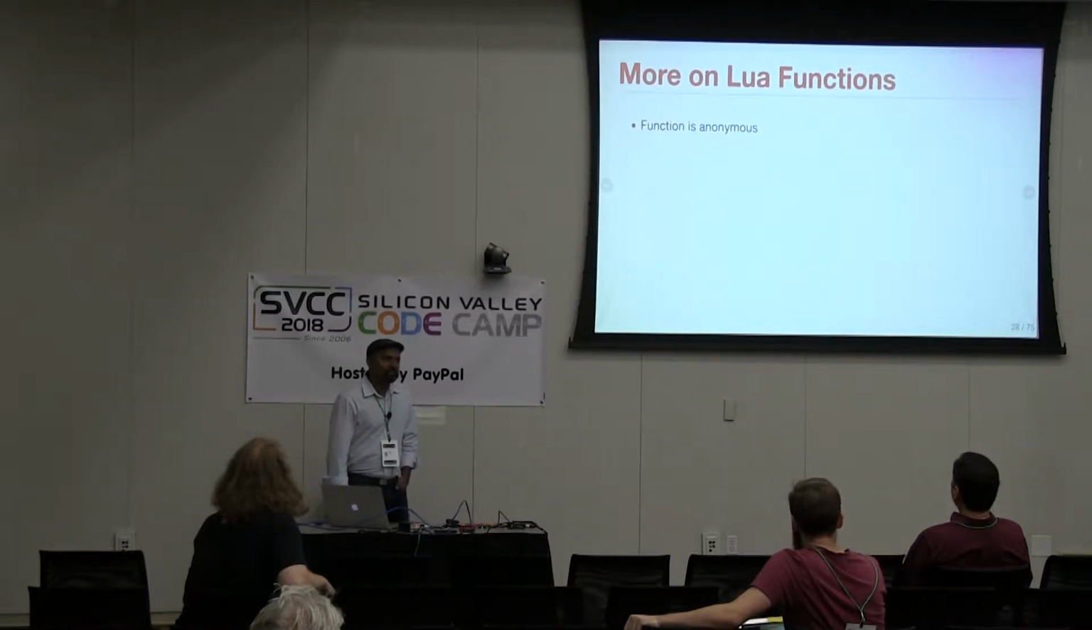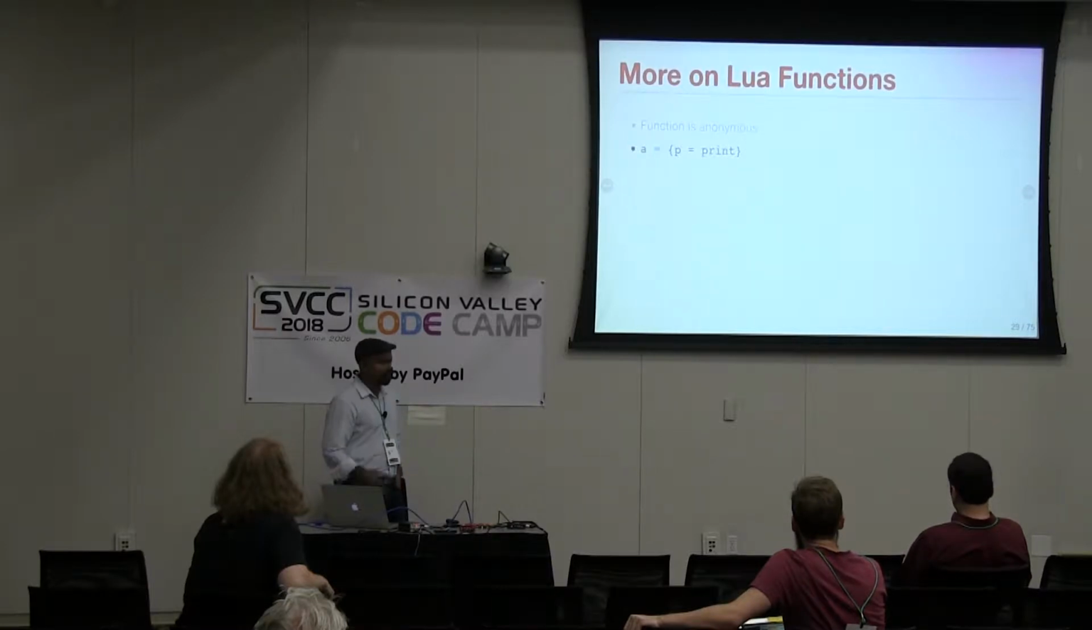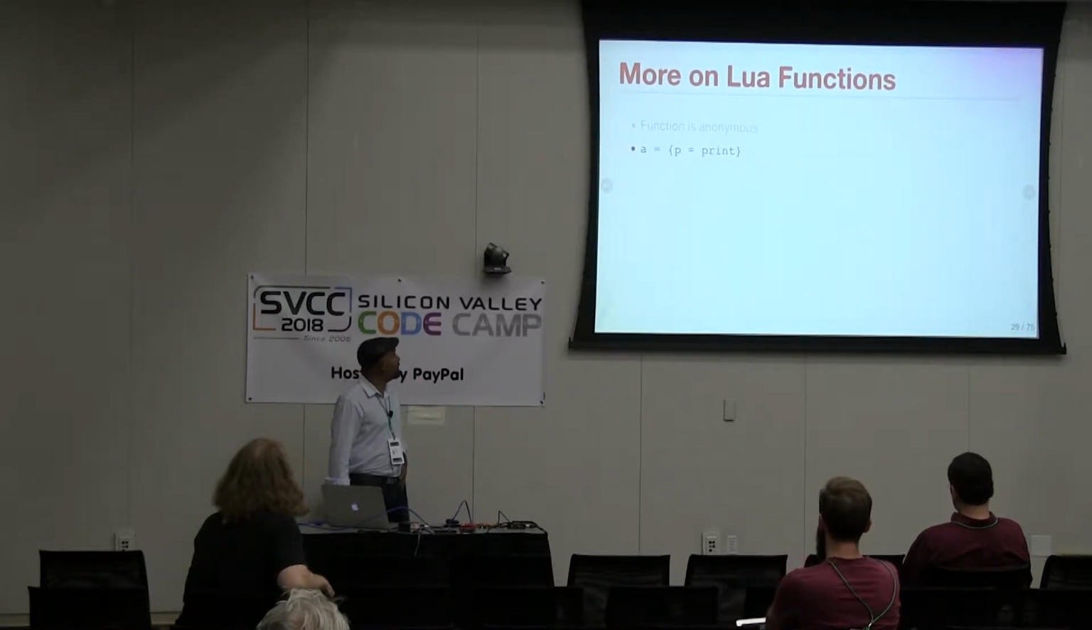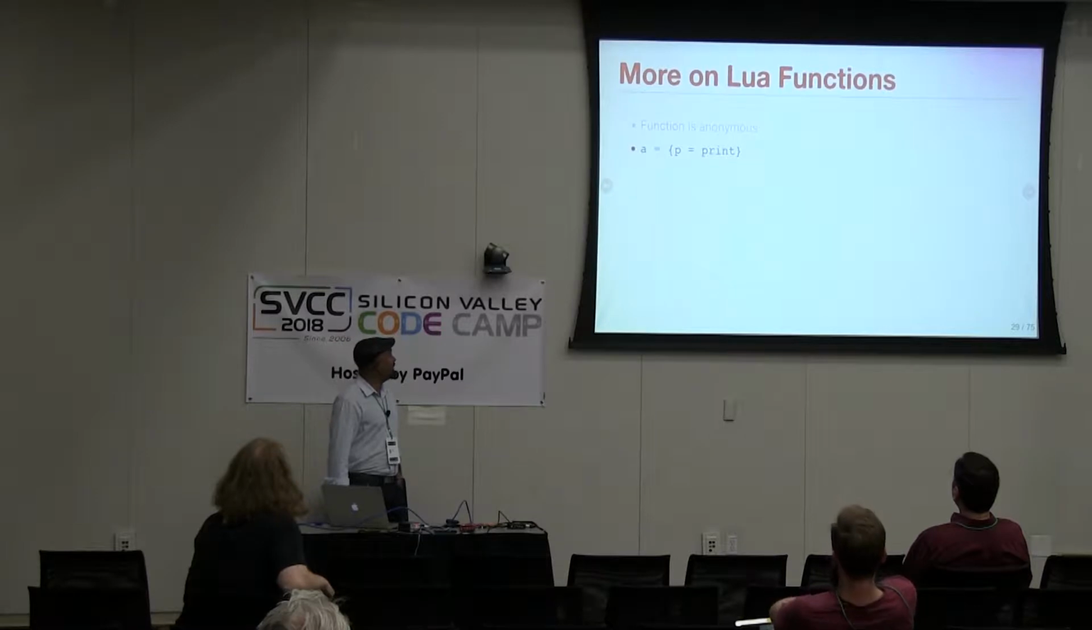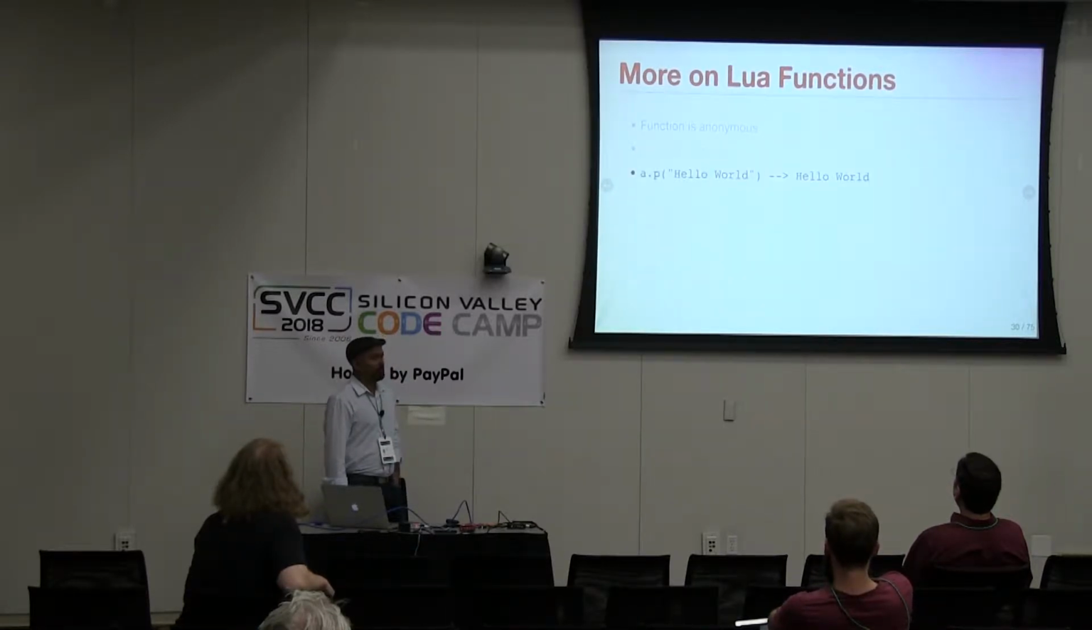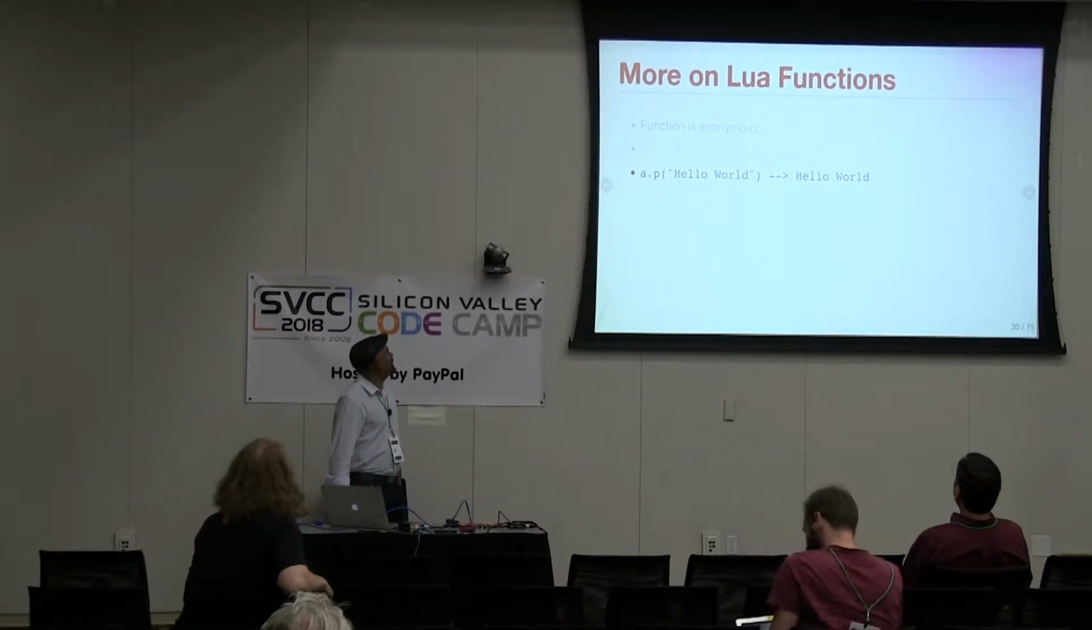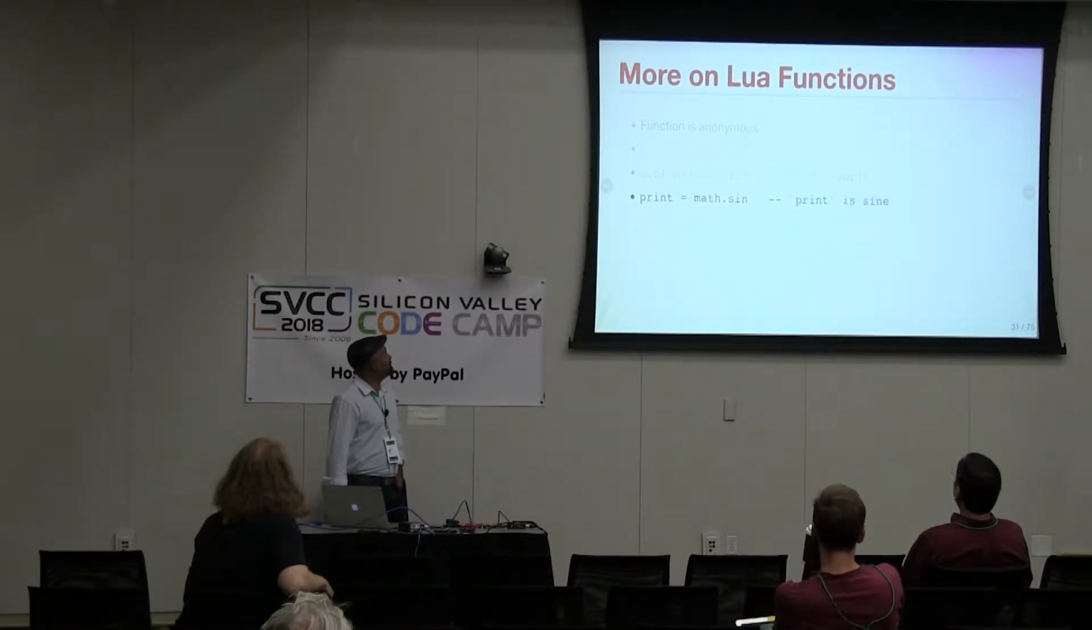The thing to note is that a function is really anonymous in Lua. It means that the code is not tied to the name. That leads to interesting applications where you can assign a different variable to print. So now a is a table with element p which points to print. You may not want to do this particular scenario. It's just an example of what you can do. a.p is now print, so that prints hello world.